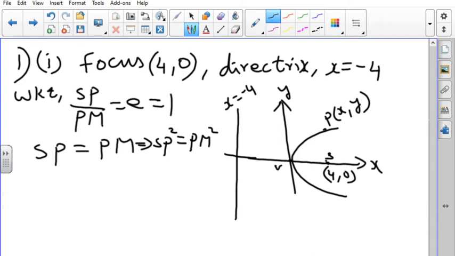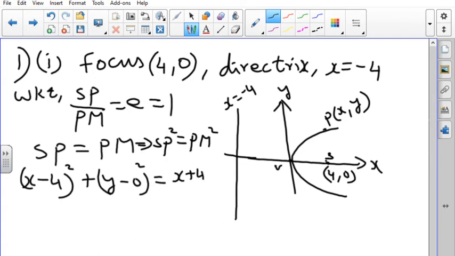Note the formula for the distance between 2 points. Because we are squaring, the square root will be removed. So we get (x minus 4) the whole square plus (y minus 0) the whole square is equal to PM square. The directrix is x is equal to -4, so x plus 4 is equal to 0. So PM square is (x plus 4) the whole square by the square root of 1 square, which is only 1, because the root of 1 square is 1.